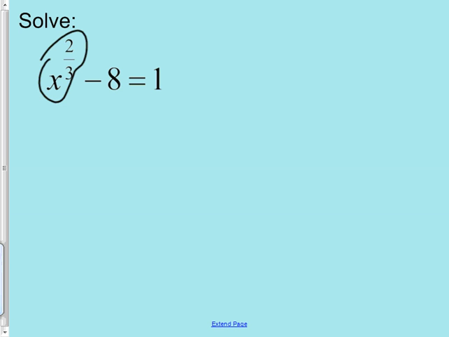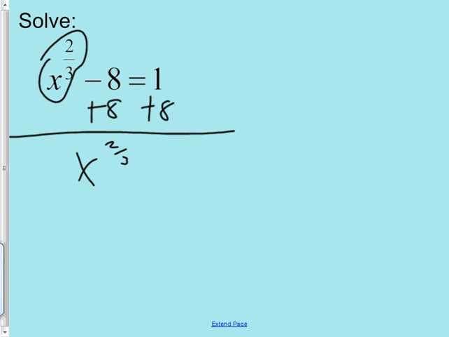All right. So anyway, add 8 to both sides, and I get x to the 2/3 equals 9. Now that the clump is alone, now you do the same thing as we did before. Finish it.